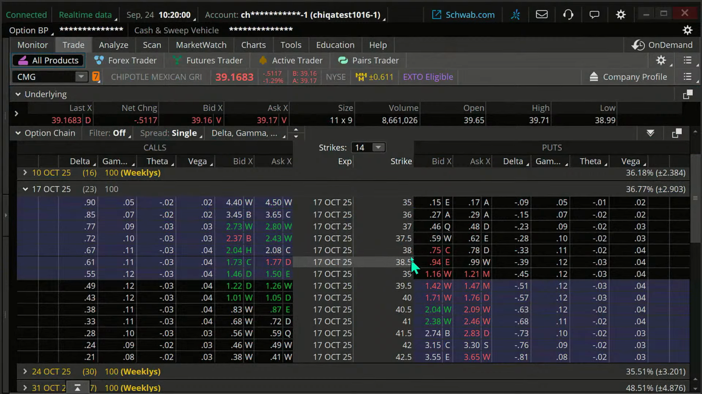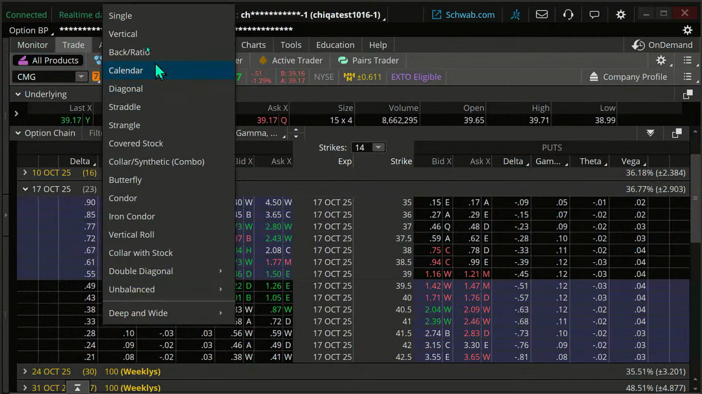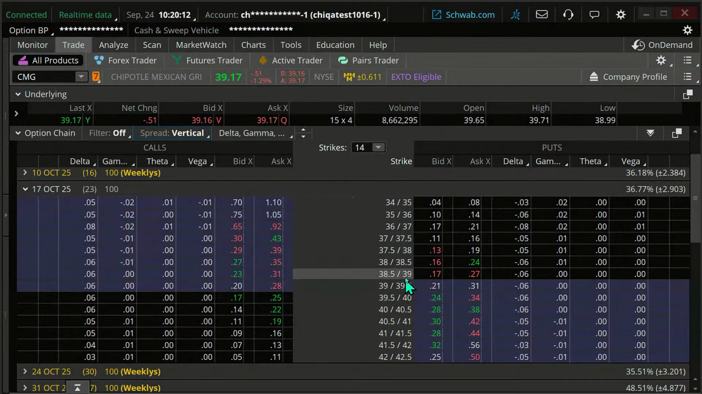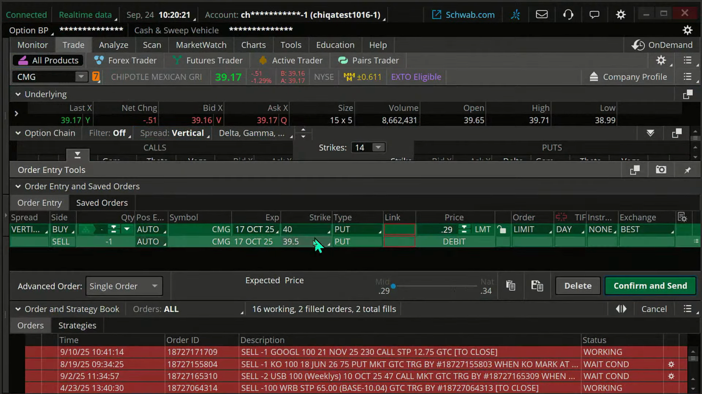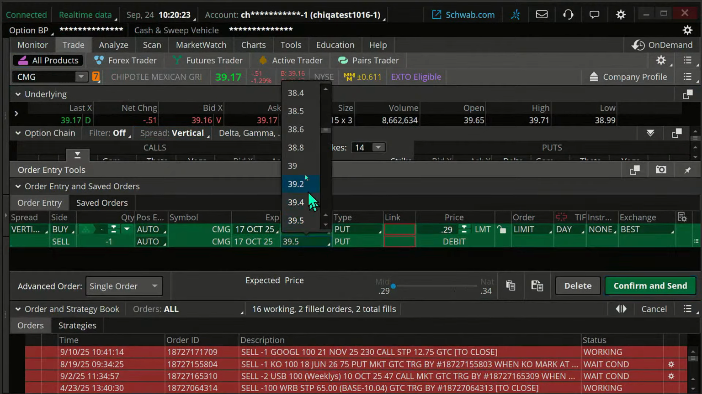So I'm going to pick 38 and maybe do 40. 40 and 38 is a $2 wide spread. Let's just see what that looks like. 40 and 38. Again, I'm going to go to vertical. I can do the whole deep and wide thing and make these wider, but I can also just say, hey, I'm going to just enter this trade, 40 and 38.